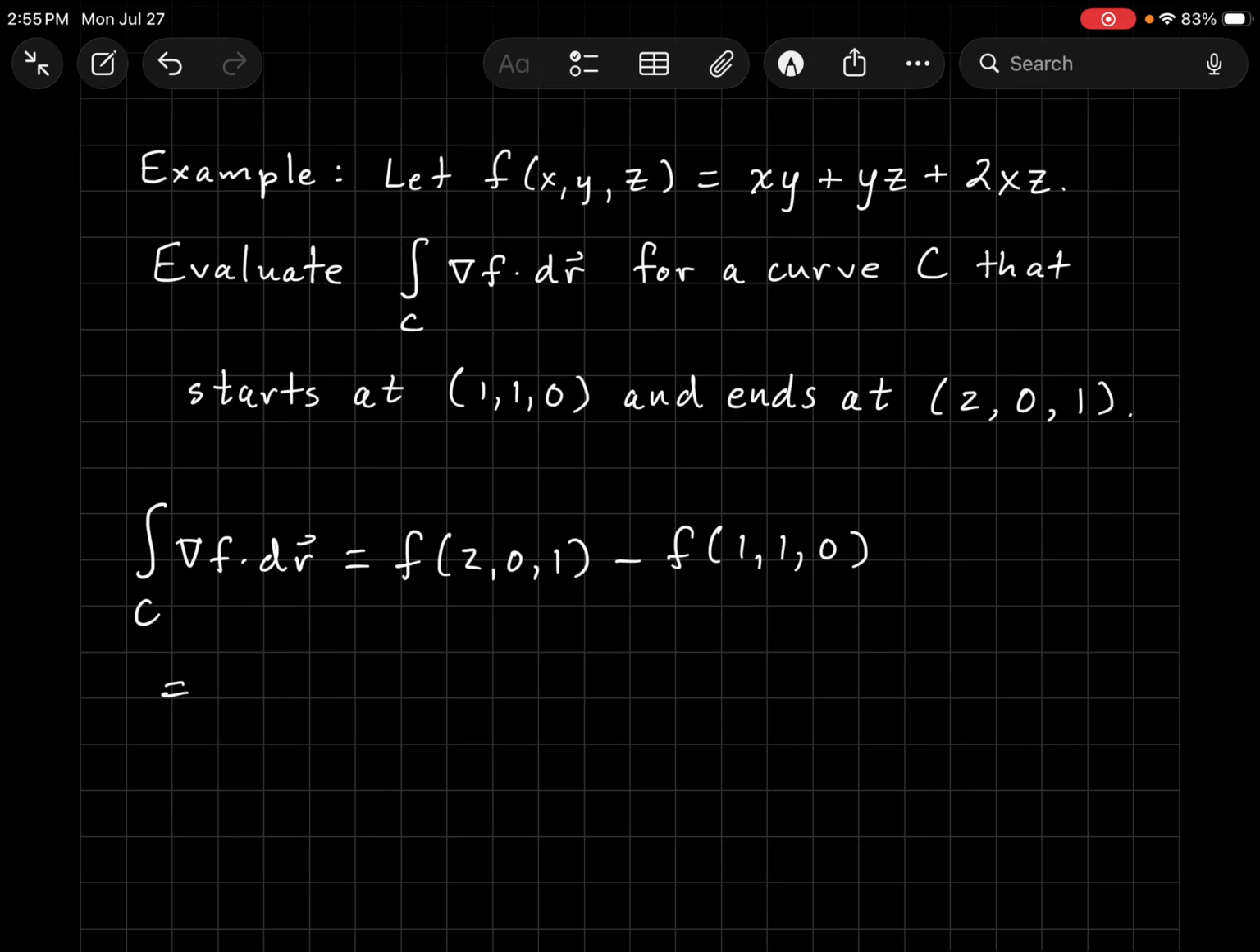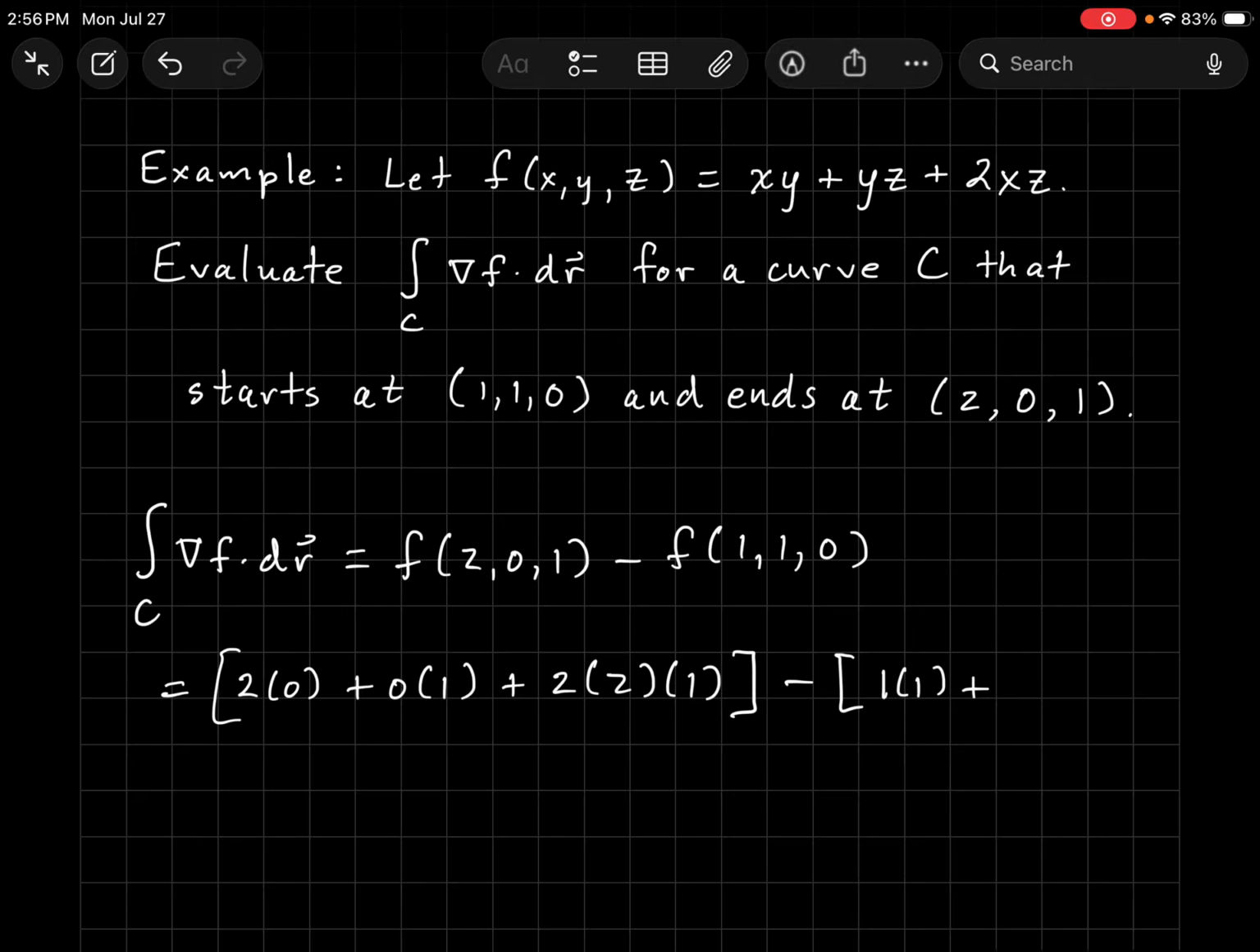So if I plug in x equals 2, y equals 0, and z equals 1, we get 2 times 0 plus 0 times 1 plus 2 times 2 times 1, minus, now plug in x equals 1, y equals 1, and z equals 0, giving us 1 times 1 plus 1 times 0 plus 2 times 1 times 0, which equals 4 minus 1, or 3.